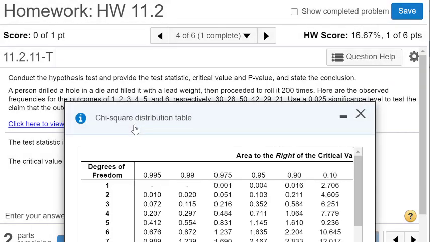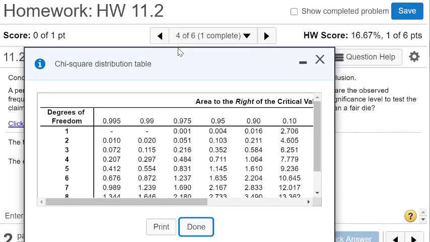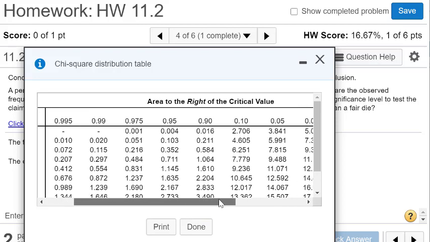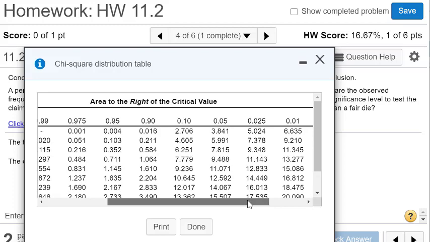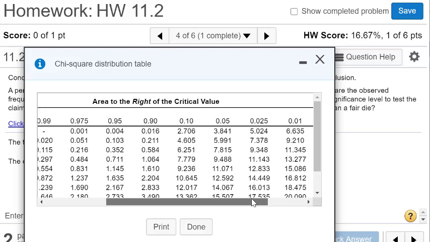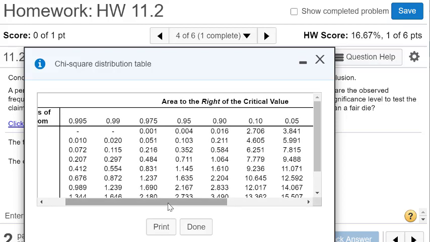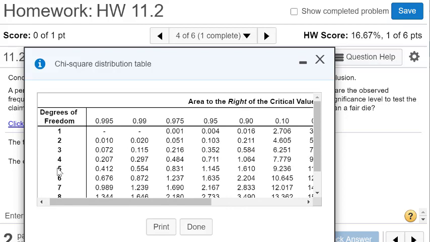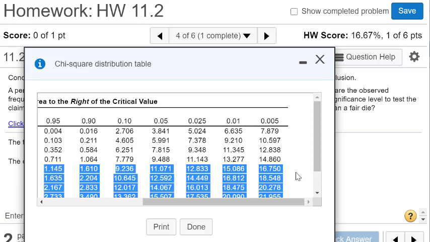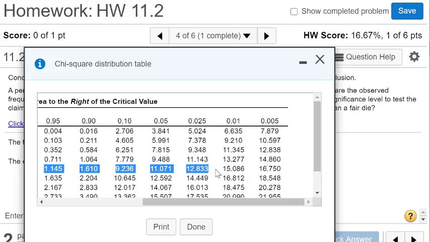So using the chi-square table, we can look at the value. This is going to be a right tail test. And we want the area in the right tail to be 0.025. And our degrees of freedom, remember, was 6 minus 1, which is 5. So if we take this number 5 and we go across until we get to the column, we're going to get 12.833.